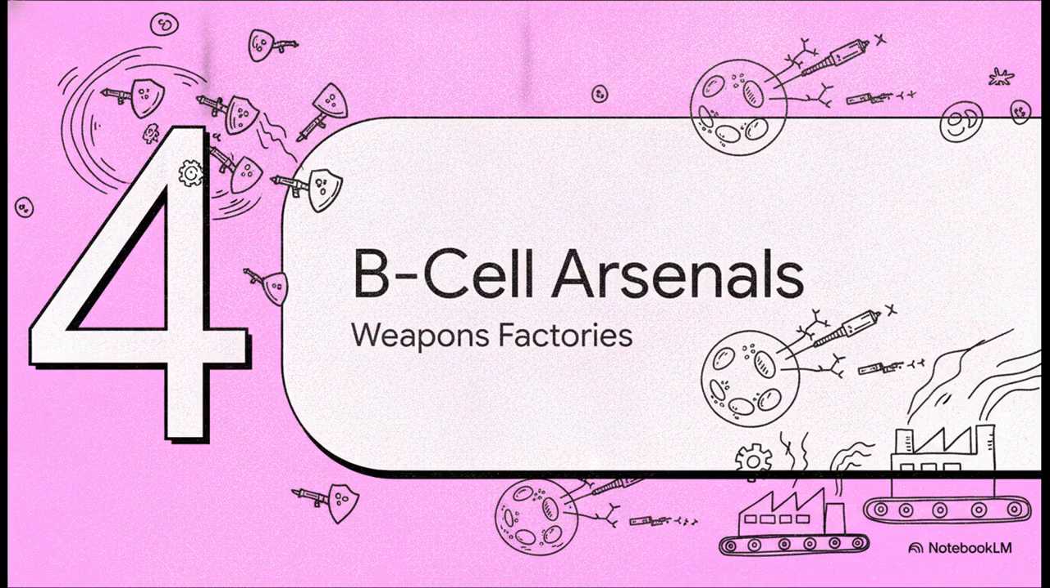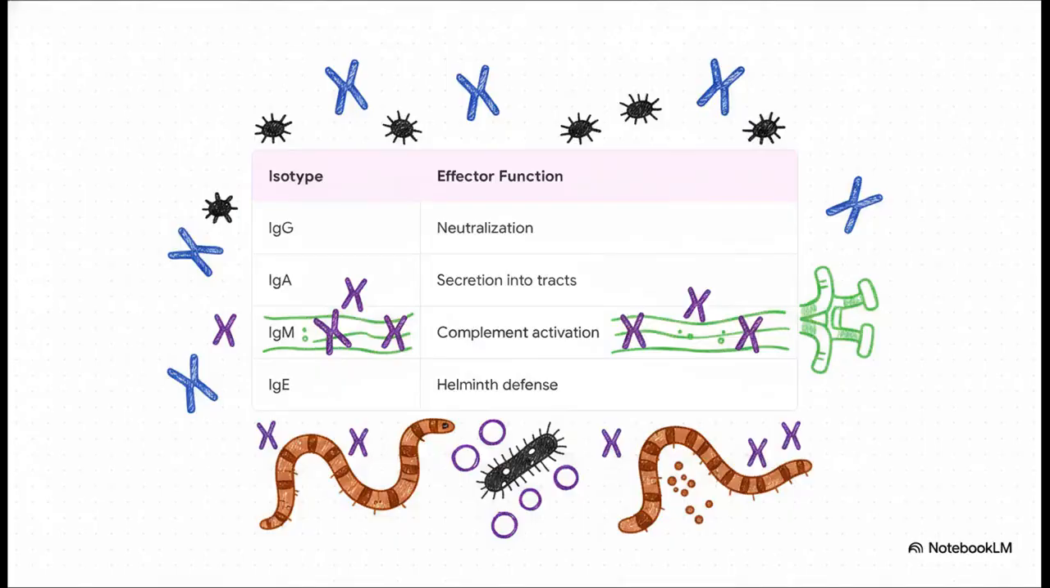While the T cells are gearing up for close-quarters combat, let's shift over to Section 4, B cells and antibody arsenals. Once activated, B cells class switch to produce different types of immunoglobulin isotypes, and each one has a totally unique effector function. Let's just succinctly break down these antibody classes.